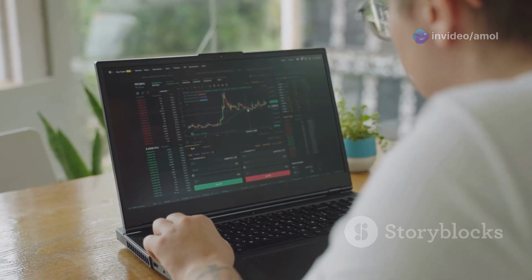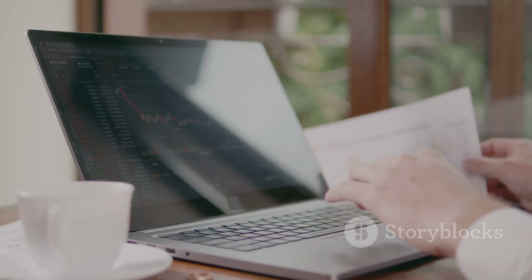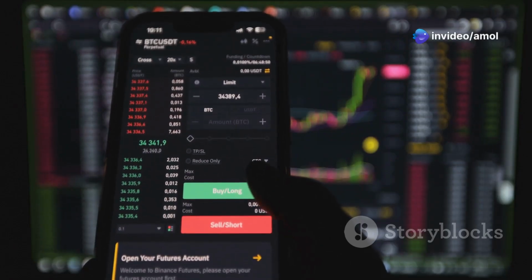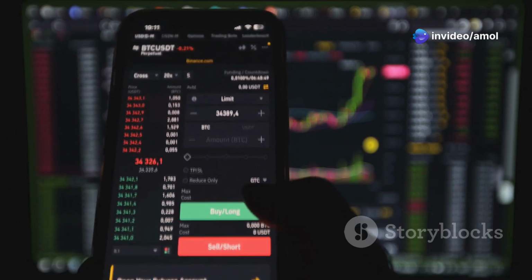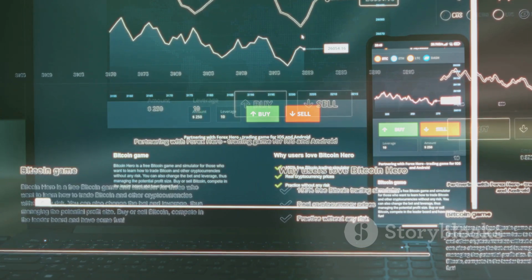One of the best ways to learn is by doing. Open up a free charting platform like TradingView or Yahoo Finance and start practicing with different stocks. Look for trends, support and resistance levels, and chart patterns. See if you can spot potential buying or selling opportunities based on what you've learned.